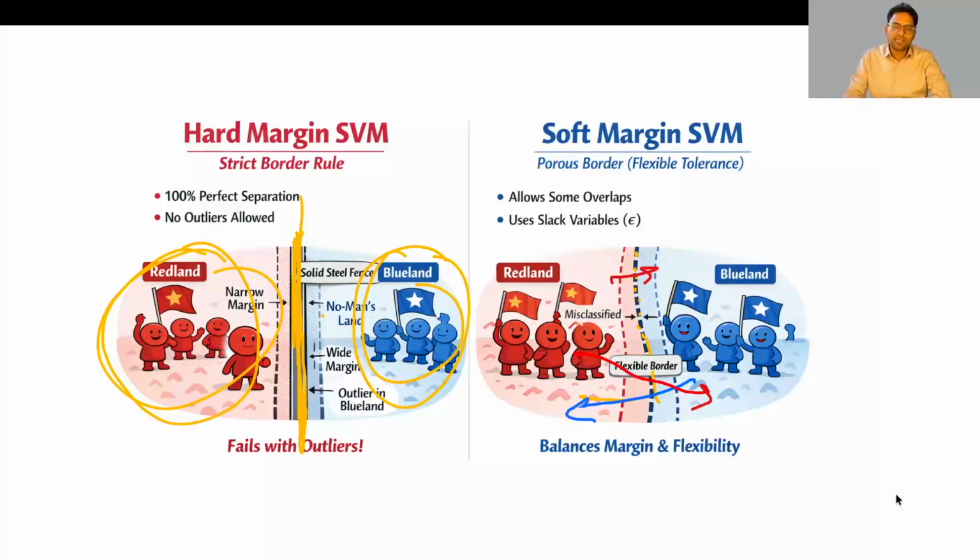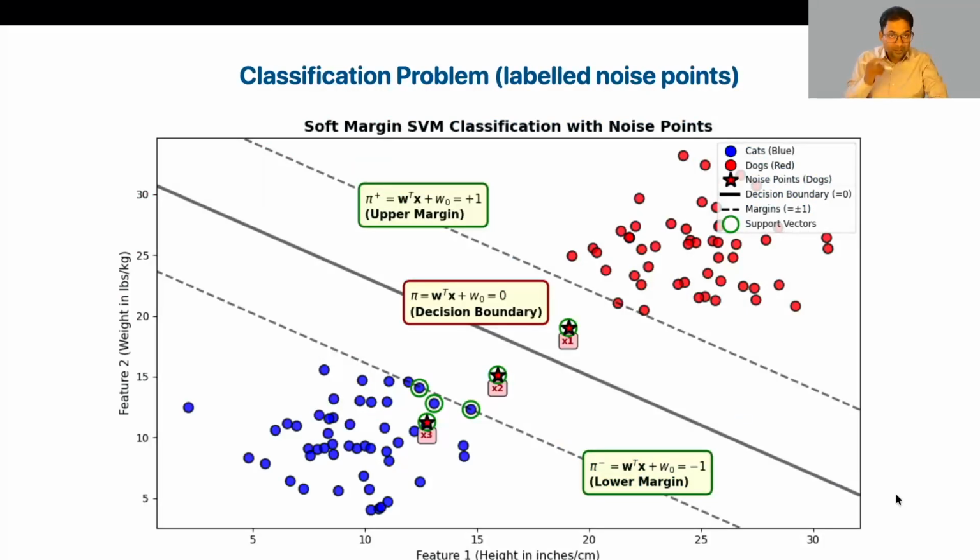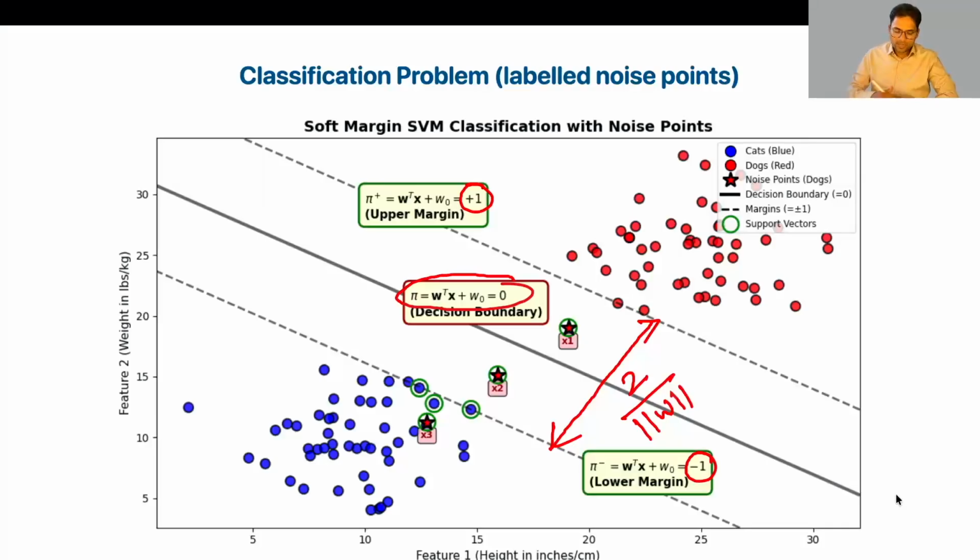How it happens mathematically, let's see that now. Here we have the main decision boundary, W transpose X plus W naught, and these are your margins. The upper margin is +1 and the lower margin is -1, so W transpose X plus W naught is -1. This is the total width, equal to 2 by the norm of W. We have seen this in the hard margin SVM video. We want to maximize this width so that the points are clearly classified.